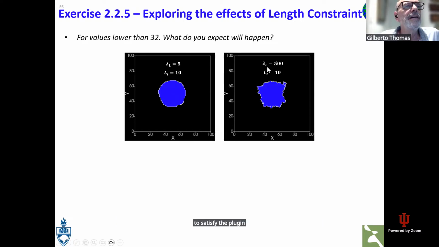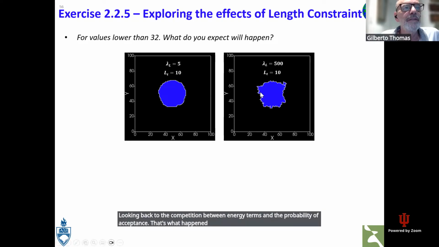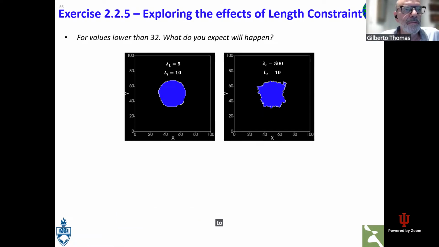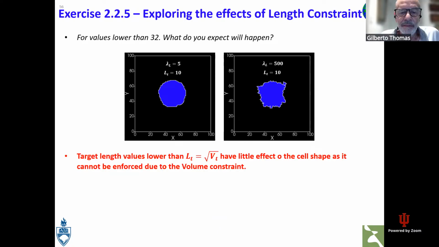If you increase the lambda volume to 500, the cells start to become wiggly again, because again, this is looking back to the competition between energy terms in the probability of acceptance. That's what happened. The cells try to elongate, but the probability is too small to accept the change.